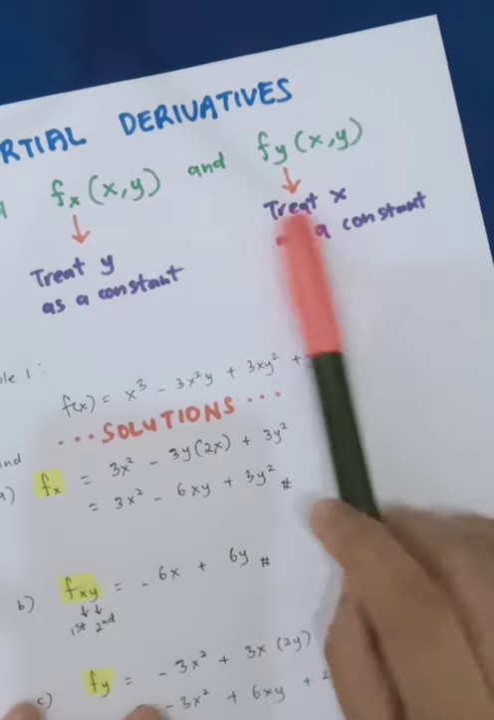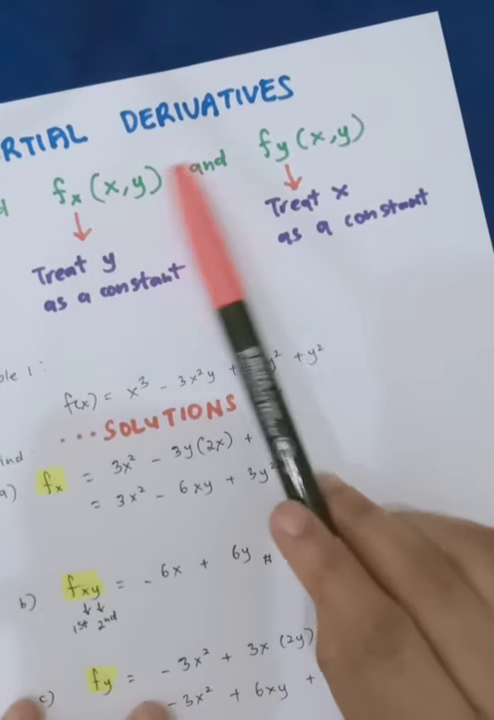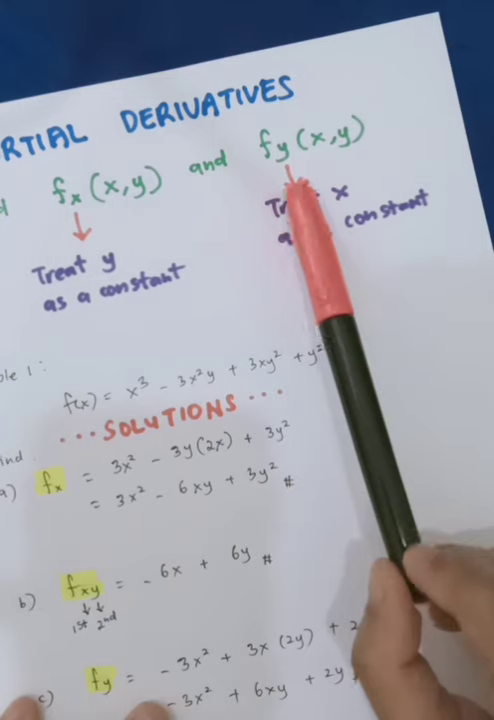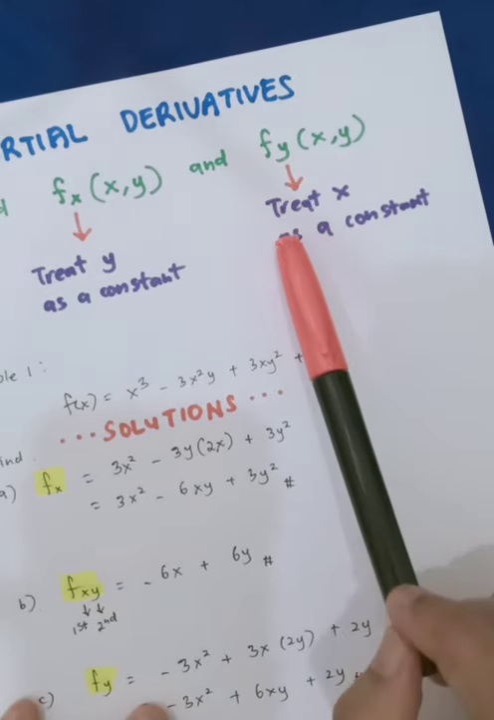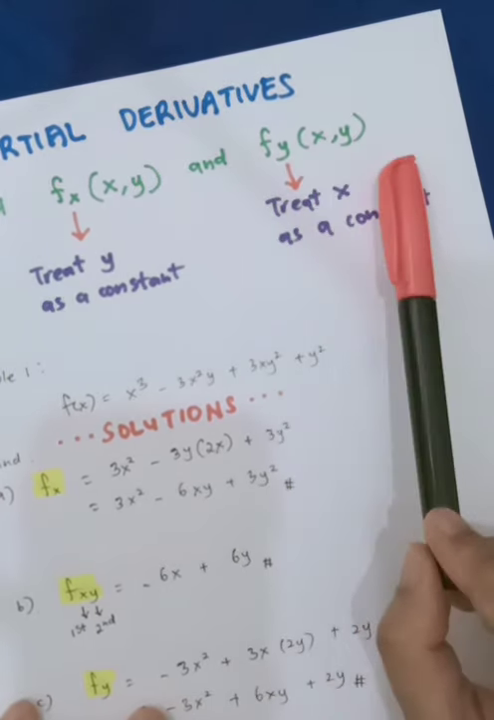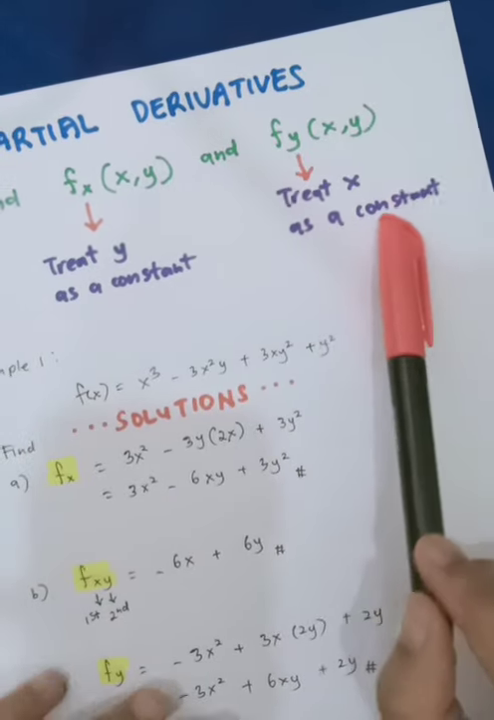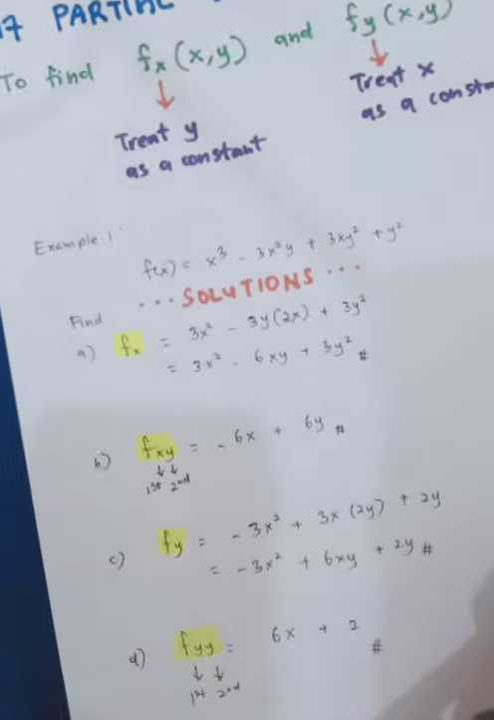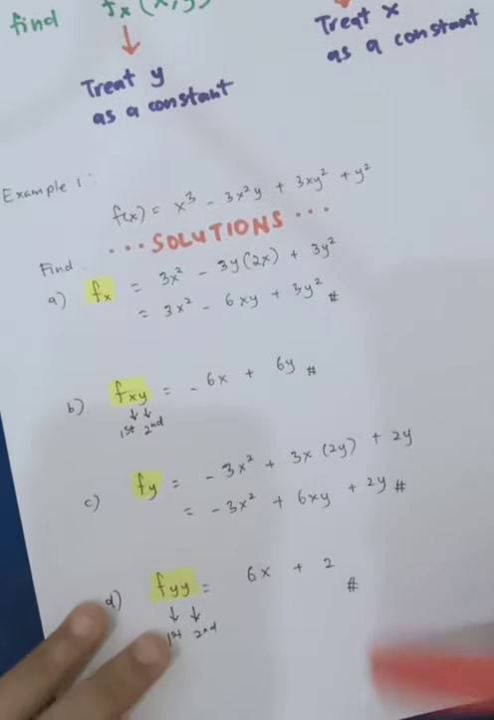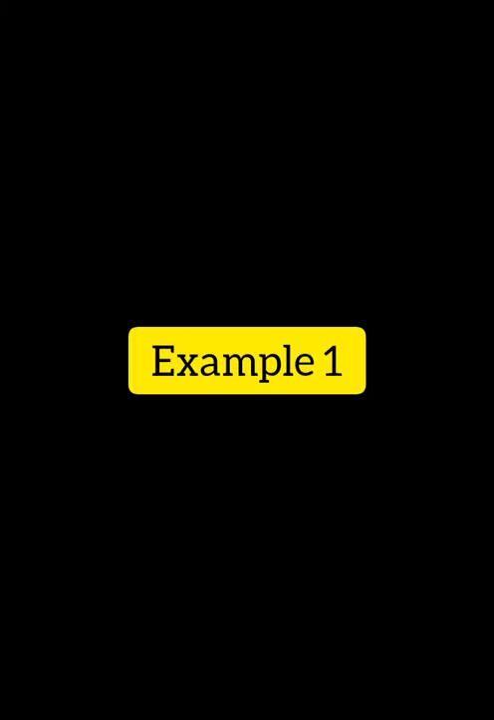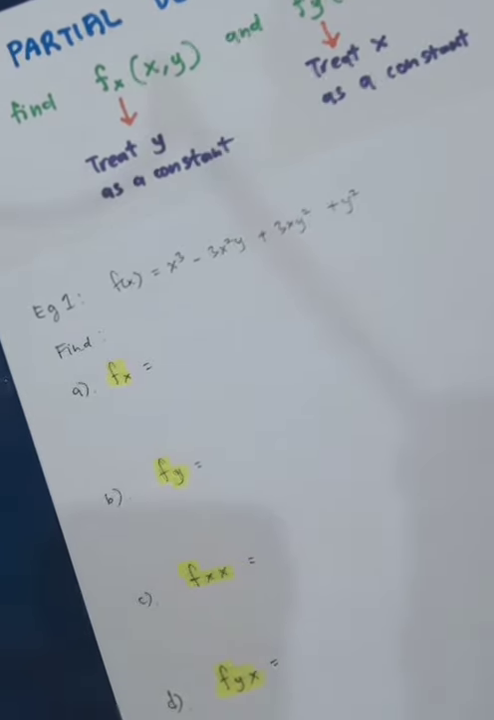The second one, just now we had fx, and here we have fy. When we see small y here, you have to differentiate the function with respect to y, and then you have to treat x as a constant. Actually this topic is maybe quite simple compared to the previous topic. Now we move to example 1.